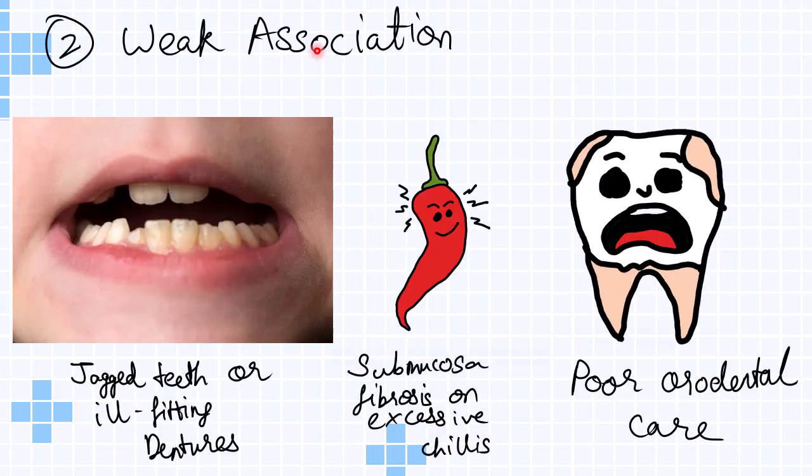Weak association includes jagged teeth or ill-fitting dentures. Why? Because it causes chronic mechanical irritation, which creates a constant cycle of injury, inflammation, and abnormal cell repair, which ultimately amounts to cancer. The second one is submucosal fibrosis or eating excessive chilies. The third one is poor orodental health. Why? Because it causes growth of harmful bacteria and toxic carcinogens.